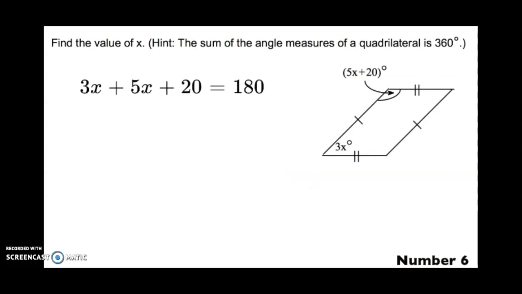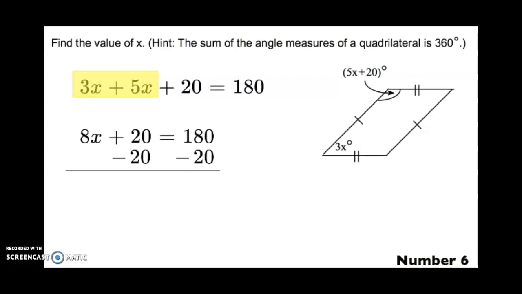Now we combine our like terms, which is 3x and 5x, and get 8x. Subtract 20 on both sides, I will get 160. Divide both sides by 8, and I'll get 20. So x is going to equal 20 for this one, and that's going to be the answer.